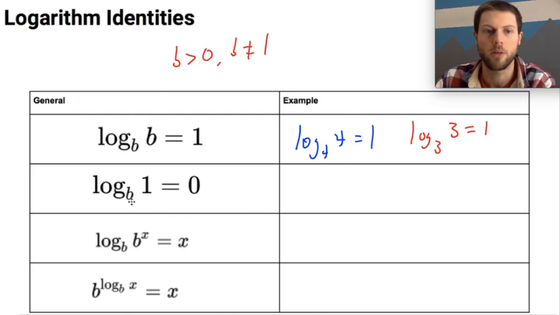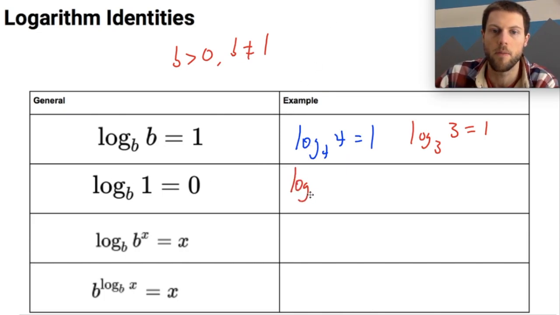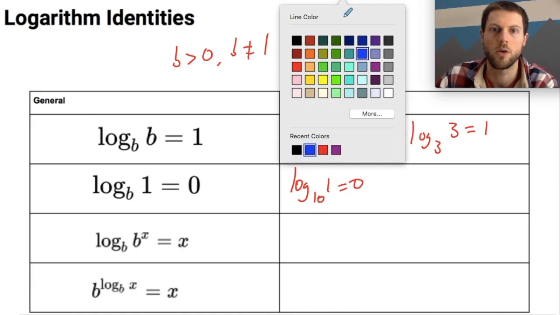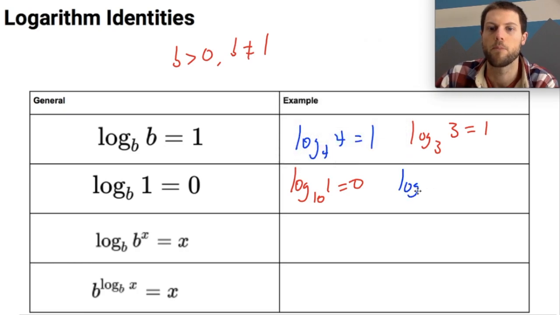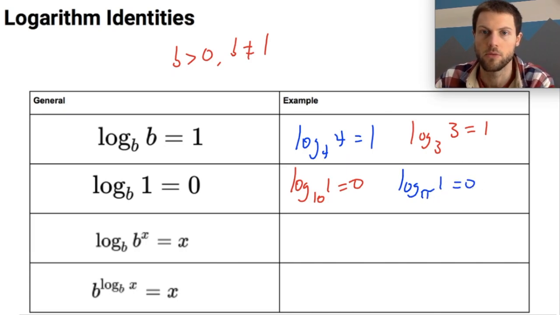So anyways, back to log base b of 1. Log base b of 1 equals 0, and you could see an example of that. Log base 10 of 1 equals 0, since 10 to the 0 power equals 1. Or let's go fancy here. Log base pi of 1 equals 0, since pi to the 0 power equals 1. Anything to the 0 power equals 1.